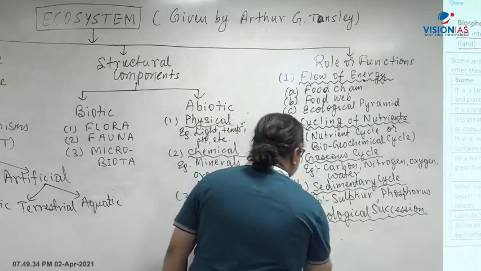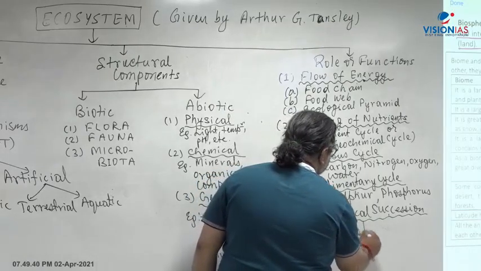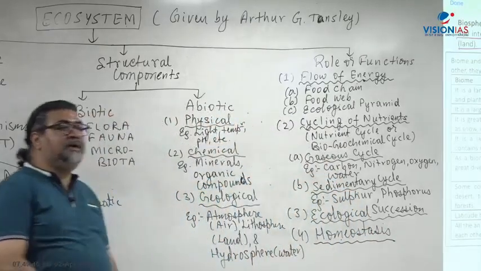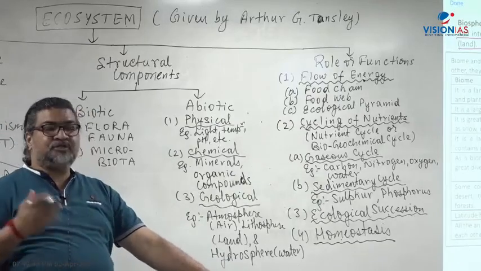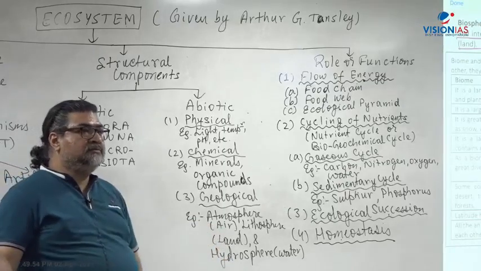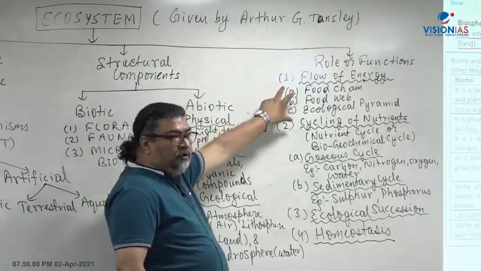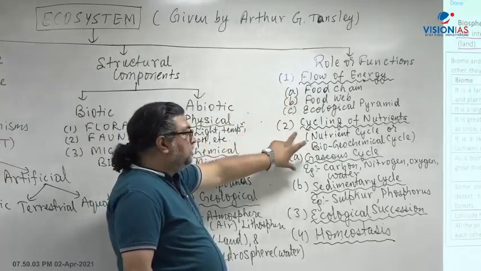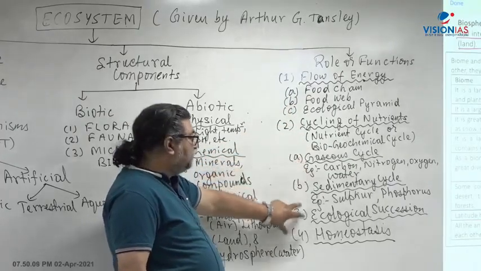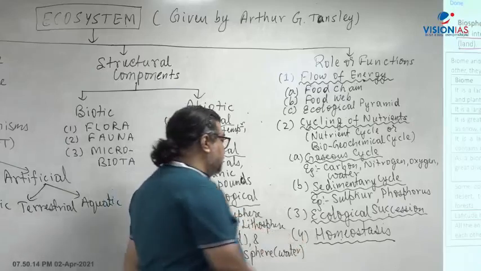Then comes here what? Fourth, in terms of homeostasis, maintaining the equilibrium, maintenance of equilibrium and self-regulation. An ecosystem can regulate itself. That's where homeostasis comes in. Right? These are the four important functions of an ecosystem. Either flow of energy from food chain, food web, pyramid, nutrient cycle, or biogeochemical cycle, gaseous cycle or sedimentary cycle, or ecological succession, development of a new ecosystem, homeostasis, self-regulation, which can regulate itself.